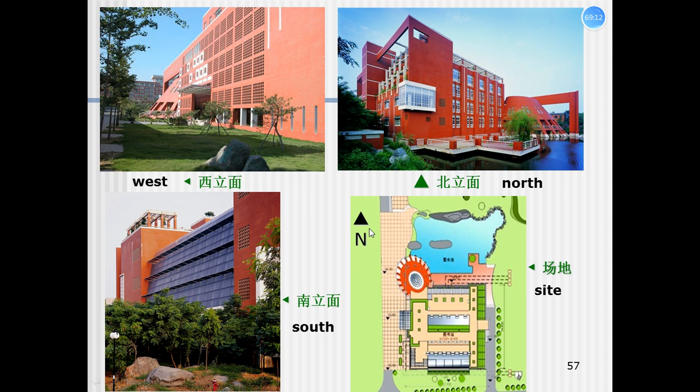These drawings explain the library. This is its west side. This is the north side. This is the south side. It's a site. North, south, west, east.